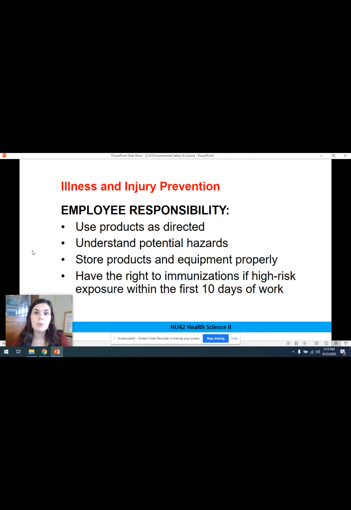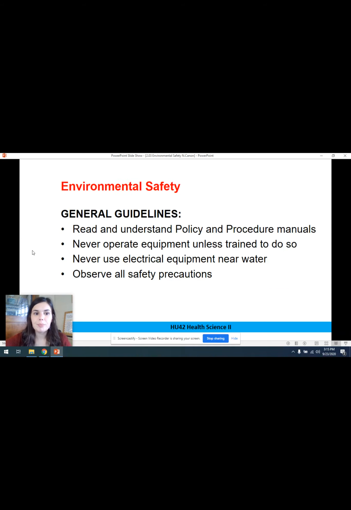So, for example, most employers are required by law to offer you the hepatitis B vaccine because you're going to be potentially exposed to hepatitis B while working in healthcare. So you have the opportunity to go get that Hep B vaccine. Most of you have probably already received it, but if you have not, then you have the right to go get that and have it paid for by your employer.